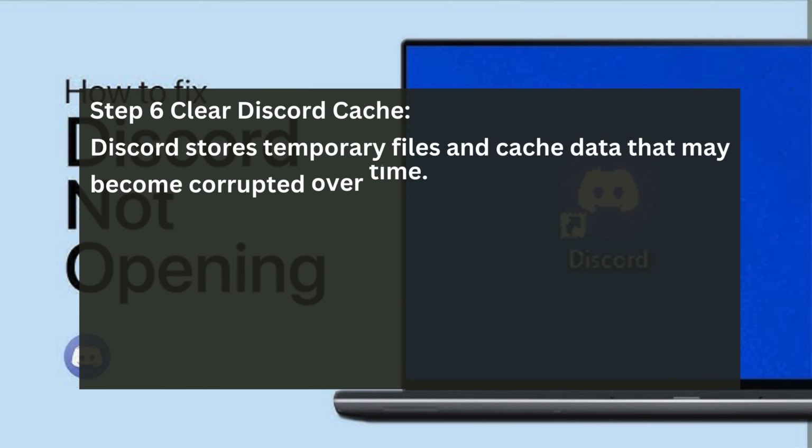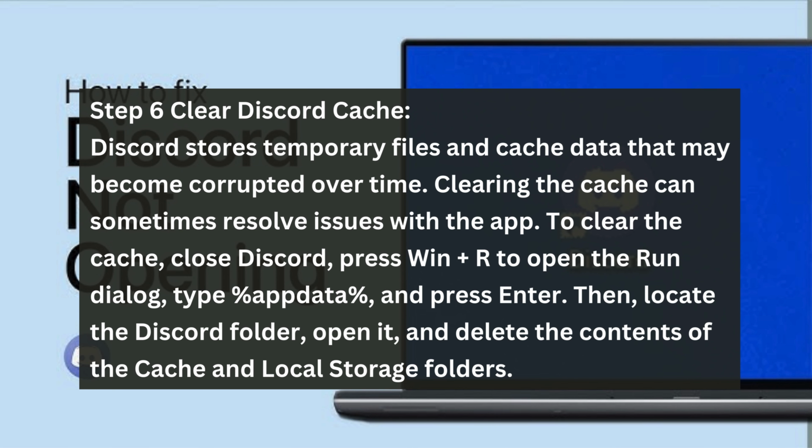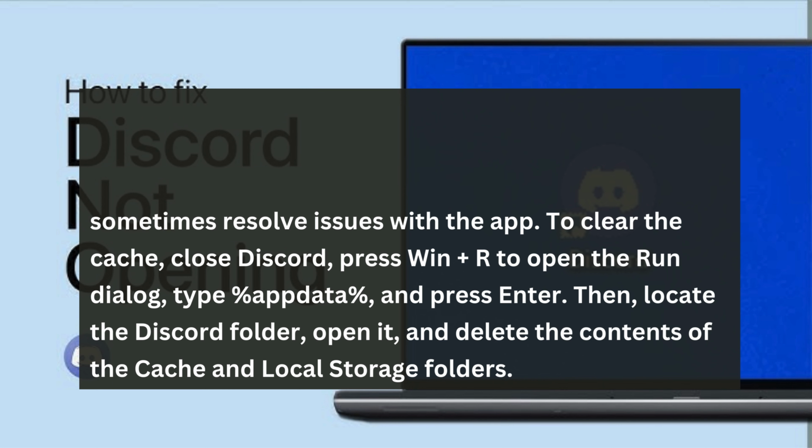Step 6. Clear Discord cache. Discord stores temporary files and cache data that may become corrupted over time. Clearing the cache can sometimes resolve issues with the app. To clear the cache, close Discord, press Win+R to open the Run dialog, type %appdata% and press Enter. Then, locate the Discord folder, open it, and delete the contents of the cache and local storage folders.